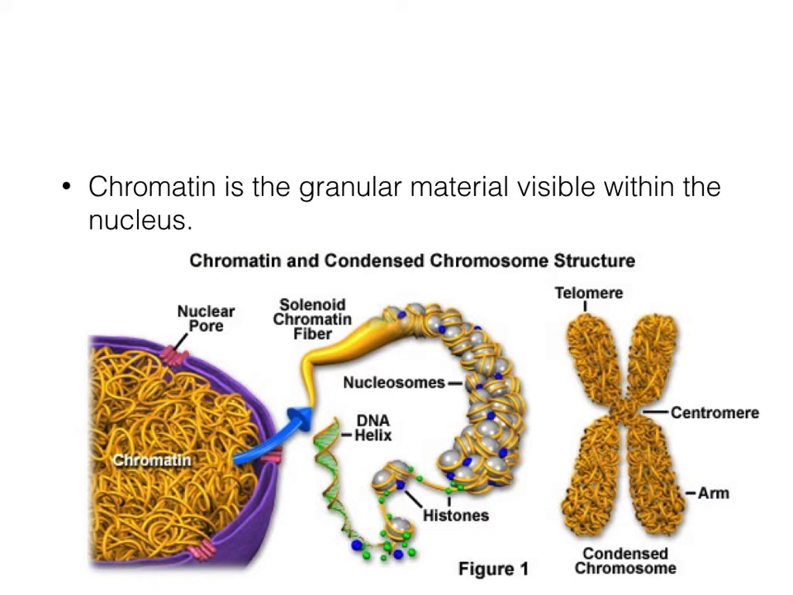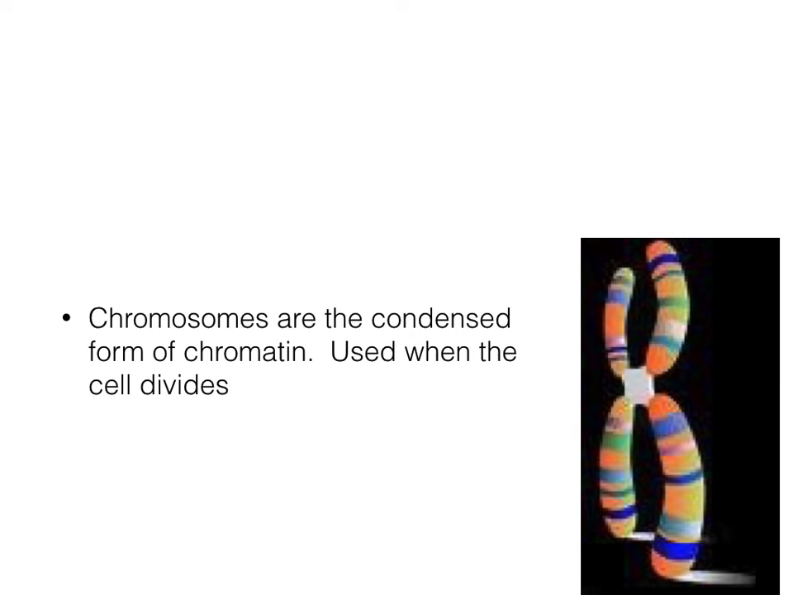Now, chromatin is the granular material visible within the nucleus. So if we take a look at that picture all the way to the left, it looks like a bowl of spaghetti. That is the chromatin. Once it condenses and wraps around proteins called histones, we end up with a condensed form of it and form what's called a chromosome. Chromosomes are going to be important for cell division. Right here, we see chromosomes are the condensed form of chromatin, and it is used when the cell divides. Okay.